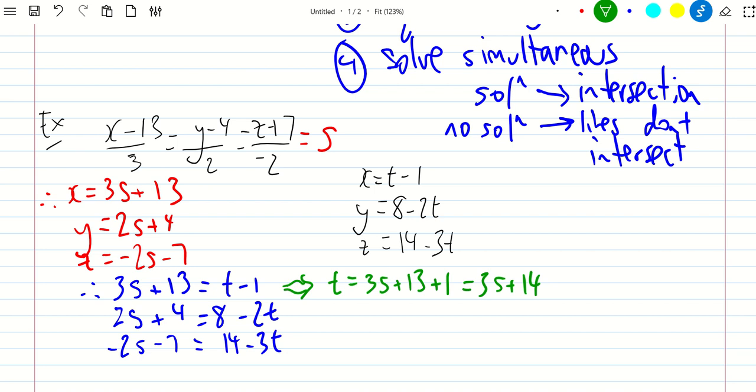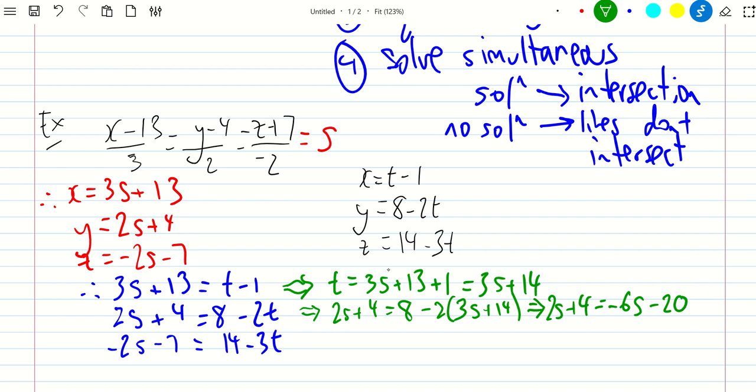So that's my value of t there. I'll now substitute it into the second equation. So I've got 2s plus 4 equals 8 minus 2t, and t is 3s plus 14. I'm going to have to crush this up a little bit. I haven't left myself much space as per usual. So I've got 2s plus 4 is equal to, I'll try to do this all in one go, negative 6s, and 8 minus 28. So that would be negative 20. I'll just double check that I got that right. 8 take away 28, and so that'll be negative 20.